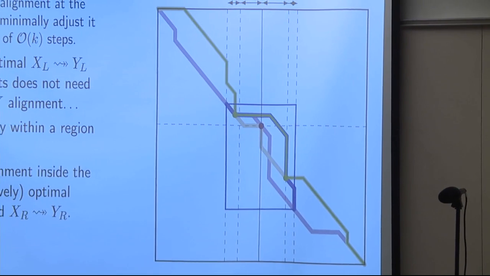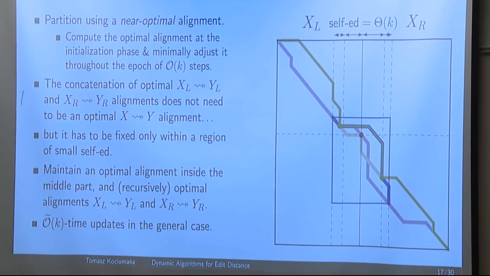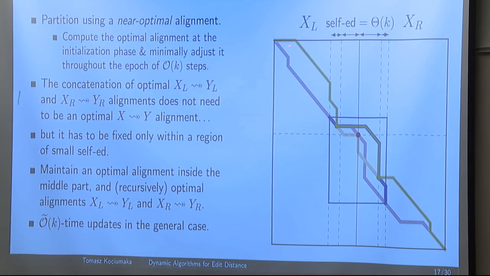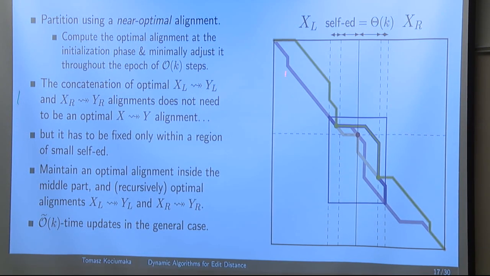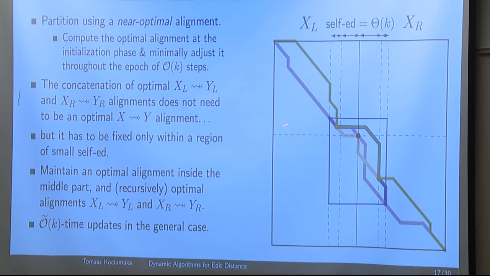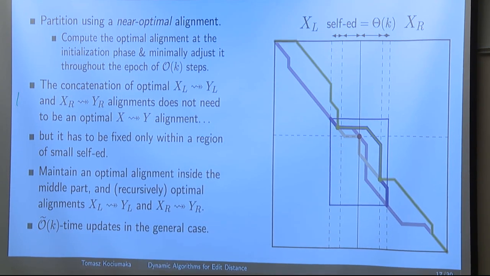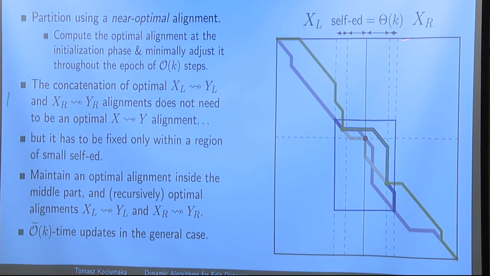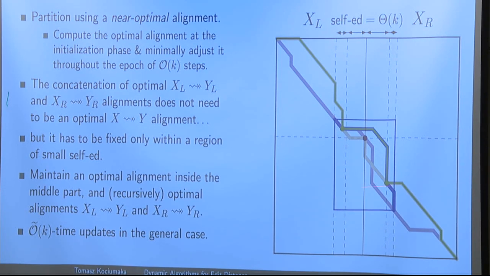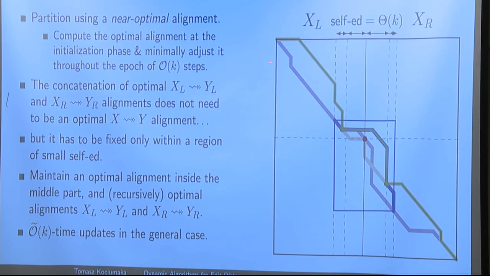And now when the string changes, whenever the update happens in the left part, it just affects the left part of the recursion and the gluing step. The right part stays completely unaffected. Similarly, when an update happens in XR or YR, it affects the second orange alignment, but the first orange alignment stays unaffected.